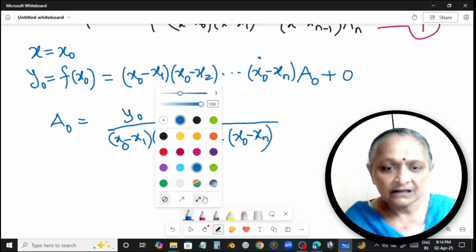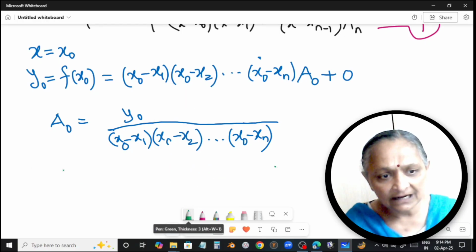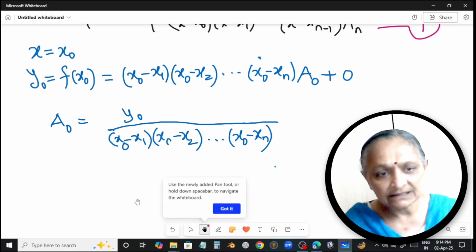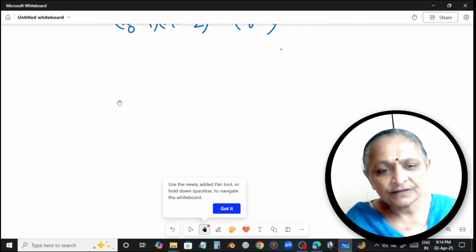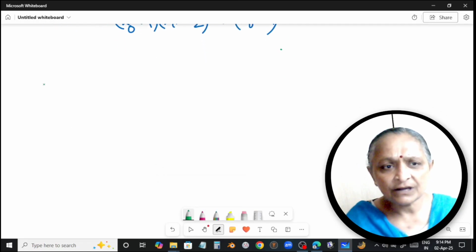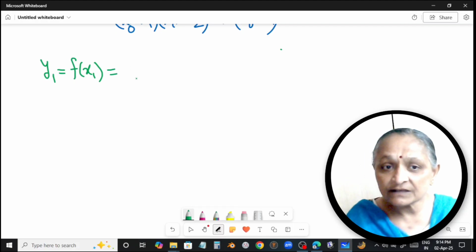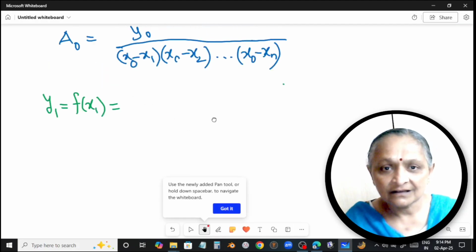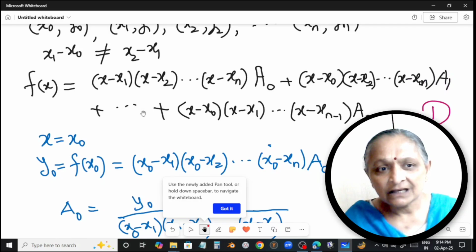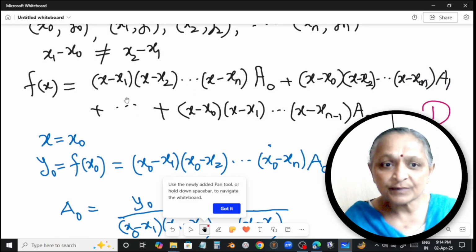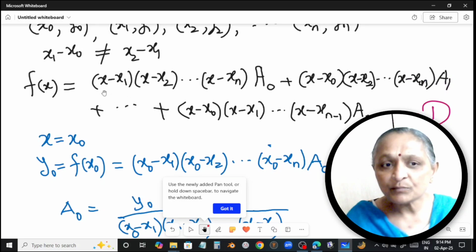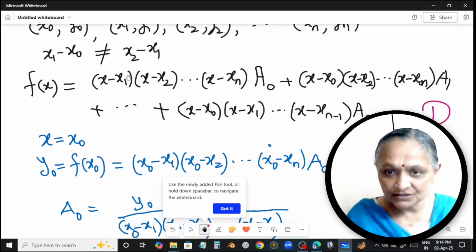Same way, let us proceed with our second point, that is x equal to x1. So when I put x equal to x1, what I am going to get is y1 is equal to f of x1 because it tallies the given set of points. So what this gives you is, again you can check with equation 1. The first term contains the bracket x minus x1. So whenever I put x equal to x1, this is going to get 0. So this term will vanish.